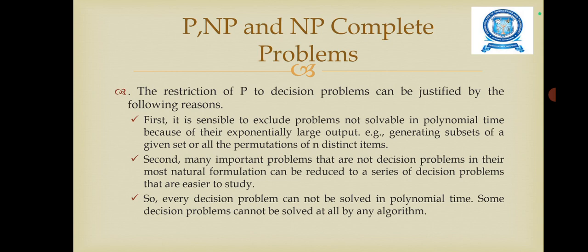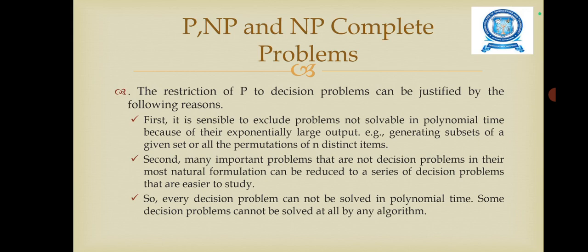The second one is that many important problems that are not decision problems in their most natural formulation can be reduced to a series of decision problems, which can be easier to study. For example, instead of asking about the minimum number of colors needed to color the vertices of a graph, we can ask about the coloring of the graph's vertices with no more than m colors for m equal to 1, 2, and so on. That latter is called the m-coloring problem.